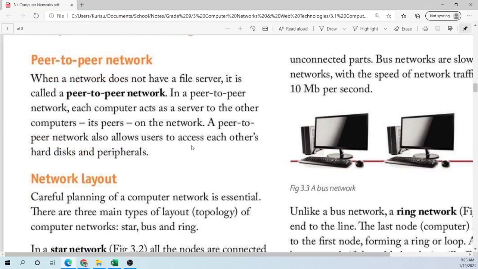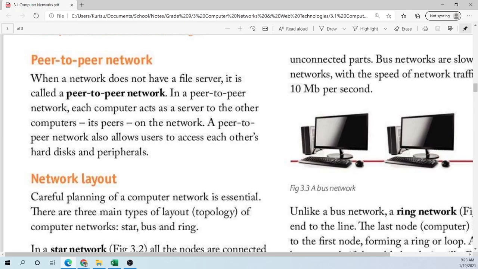Alright, let's go on to the next one, peer-to-peer network. We look at what is a peer-to-peer network. Amelie, can you read for us? Yes, sir. When a network does not have a file server, it is called a peer-to-peer network. In a peer-to-peer network, each computer acts as a server to the other computers, its peers, on the network. The peer-to-peer network also allows users to access each other's hard disks and peripherals.